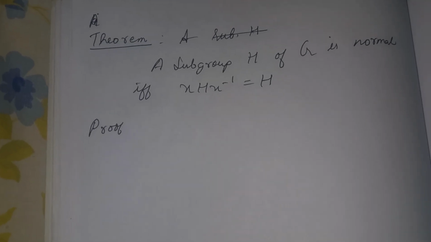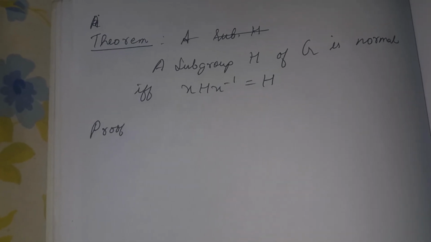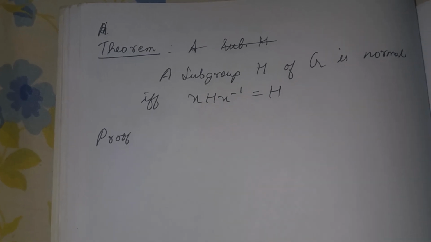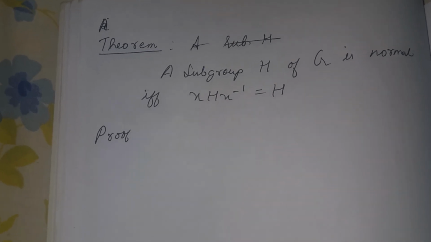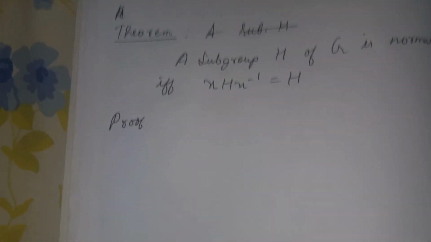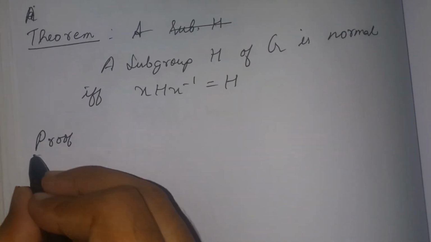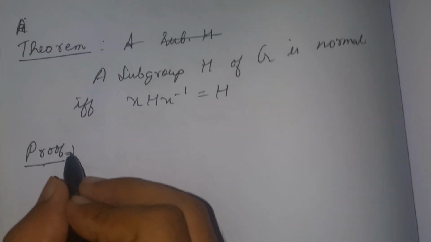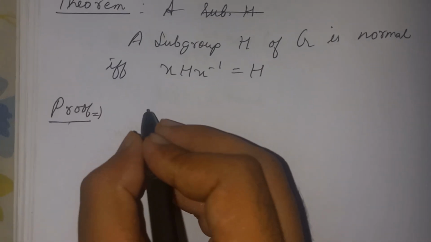Today in this video, we will be proving a theorem which states that a subgroup H of G is normal if and only if xHx inverse is equal to H. We'll have to prove this in both ways. Let's prove.